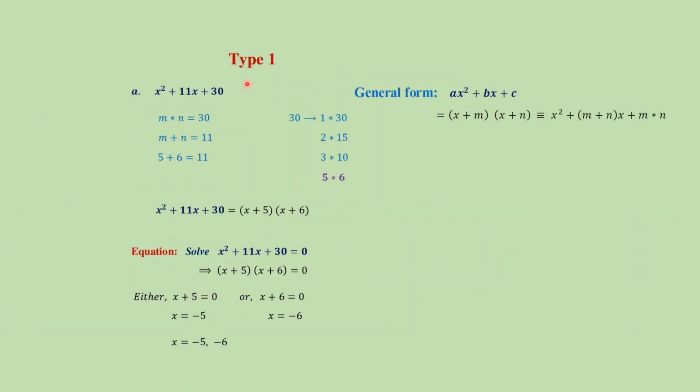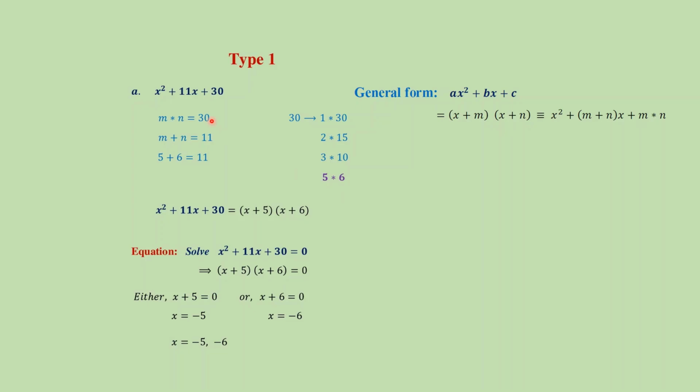Let's discuss a few examples. First, start with type 1, that is the coefficient of x square is 1. If you compare this equation with the general form, then you will see m times n is positive 30 and m plus n is positive 11. We can write 30 as 1 times 30, 2 times 15, or 3 times 10, or 5 times 6. We cannot write 4 times a number because 30 is not divisible by 4.